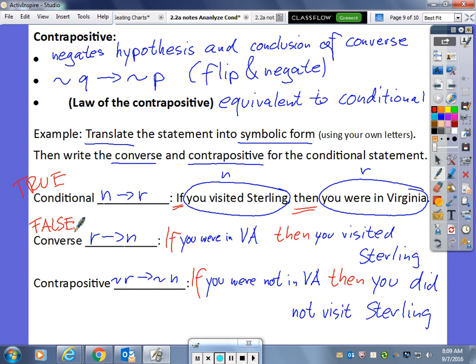But now we go to the contrapositive, and we say, if you were not in Virginia, then you did not visit Sterling. Well, if you weren't in the state of Virginia, how could you possibly have visited the city of Sterling, Virginia? And that tells us that the contrapositive is also true. So, as we said above, the law of the contrapositive is equivalent to the conditional in terms of its truth value. That's what we wanted to find out.